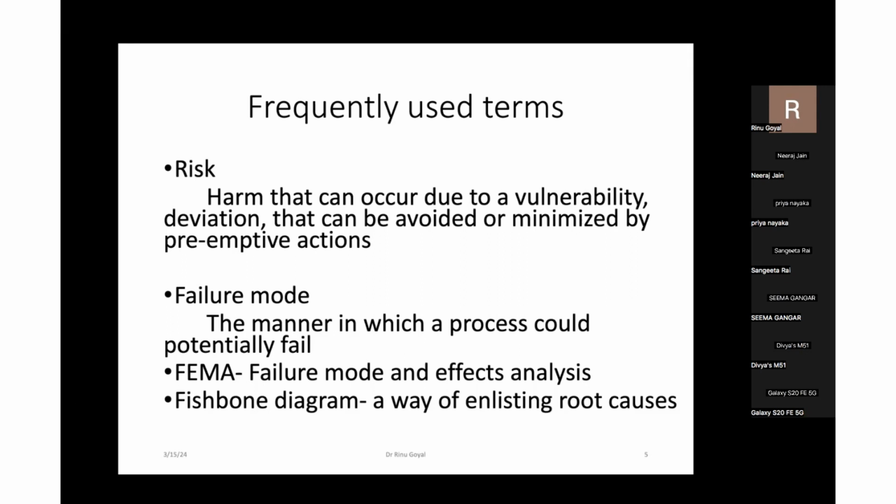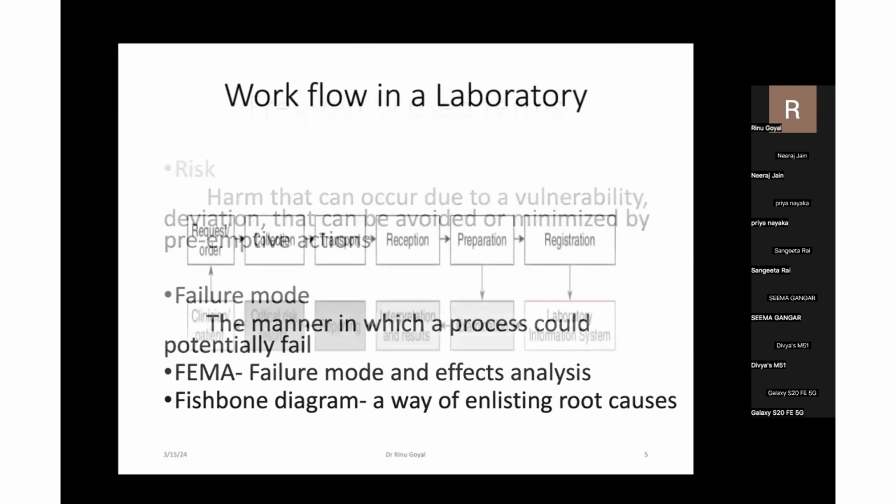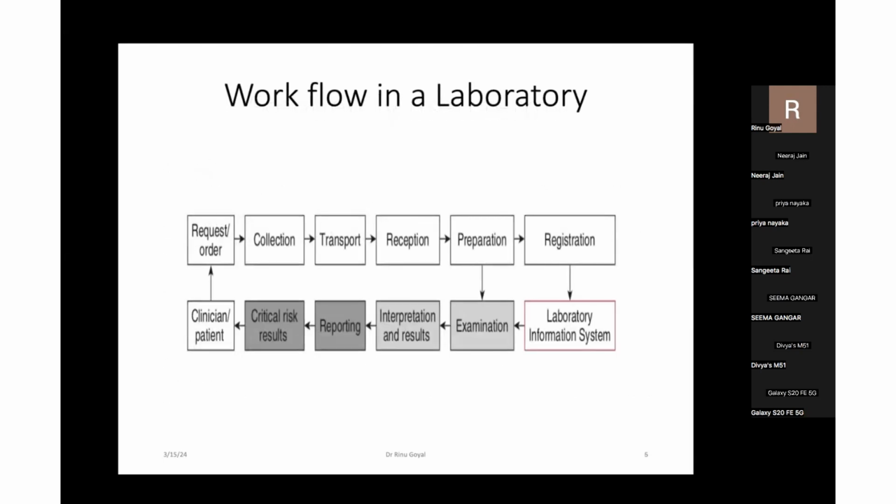One more term we frequently hear is the fishbone diagram. Basically we have to jot down the causes, so it is a way where we can easily see the root causes which are responsible for a particular risk. We'll go one by one. What we can see in the slide is a normal working laboratory where these are the routine mandatory processes, be it a small lab or a large lab. All these process steps will definitely be there.